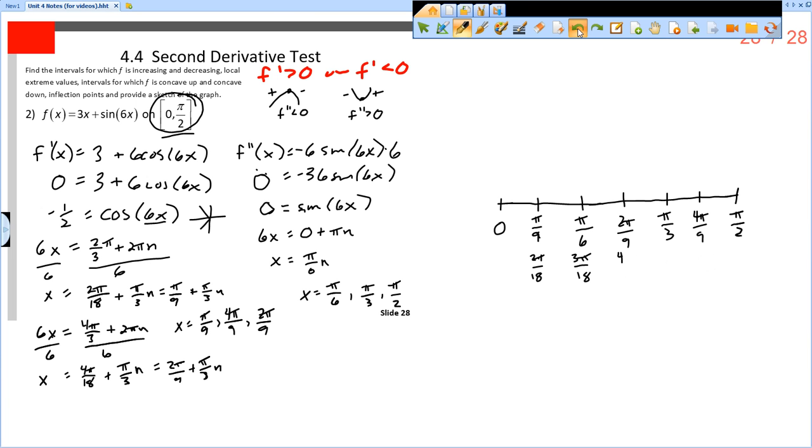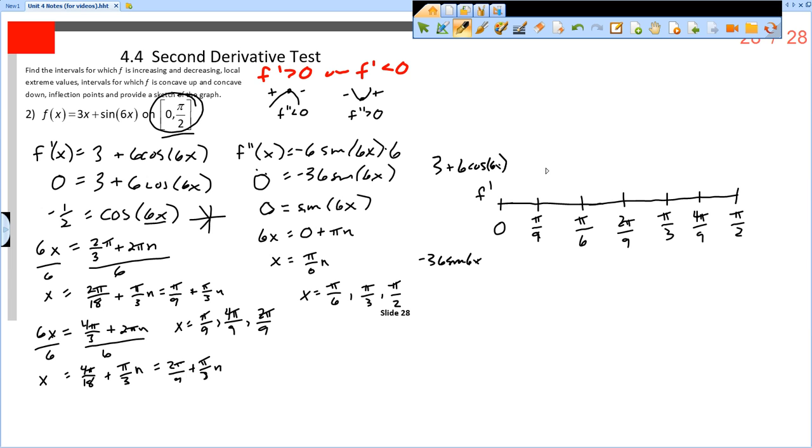Now we want to do our sign analysis of f prime and then our sign analysis of f double prime. So sign analysis of f prime, I'm going to put on top here. I just have 3 plus 6 cosine of 6x, right? That's my only factor. And then on the bottom, I have just negative 36 times the sine of 6x.